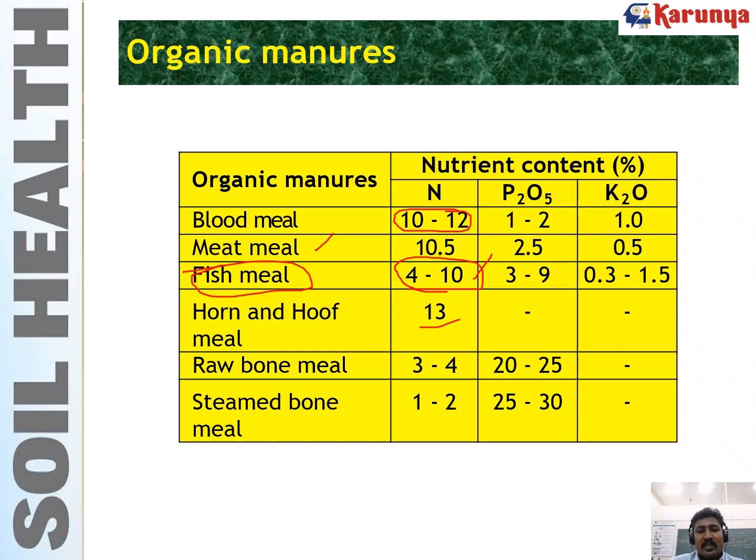Horn and hoof is an excellent nitrogen source, but it doesn't have any phosphorus and potassium. And also you can see here the raw bone meal and steamed bone meal contain a very good amount of phosphorus, like 20 to 30 percentage. It depends on the type of bones. And potassium is usually very low in the concentrated organic manure. Sometimes it may not supply the potassium to the crops.